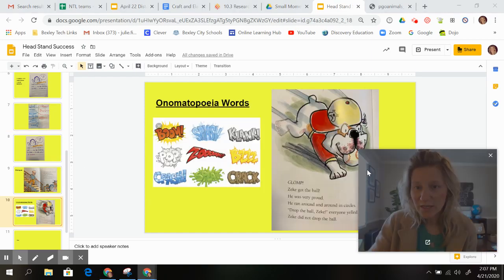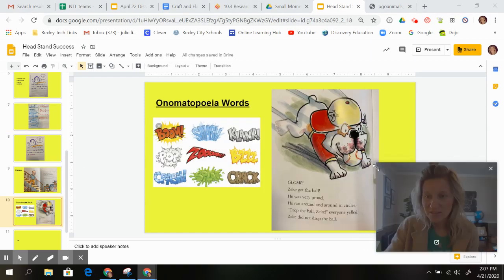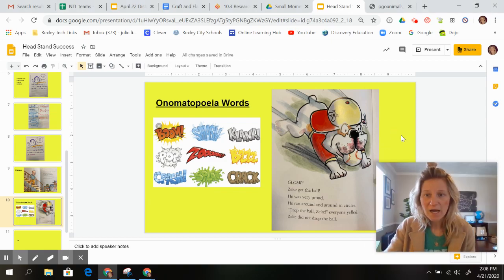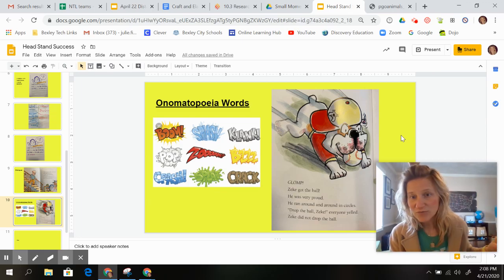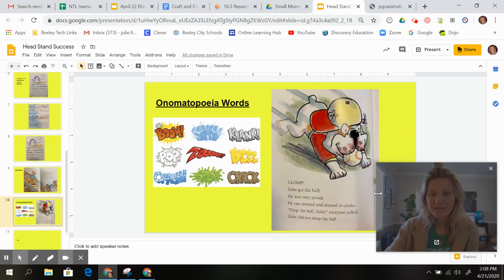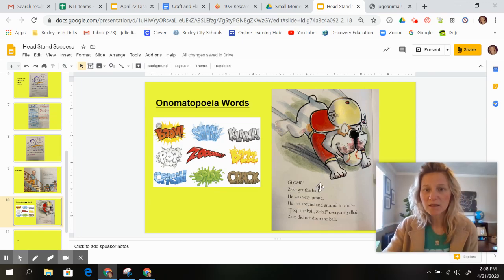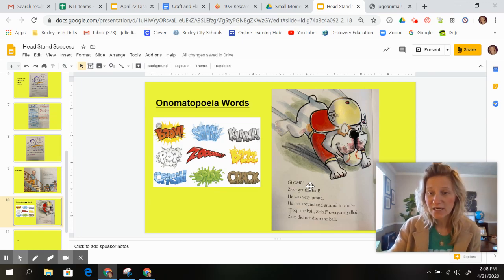I'm going to use one of the pages from the story that Mrs. Hood is reading to you. Mr. Putter and Tabby Drop the Ball. I've got it here at my house too. This is one of the pages, and there's Zeke, and he's running with the baseball. The first word on this page is glomp. Zeke got the ball. Glomp is a sound word. It's an onomatopoeia word. It helps the reader understand what you hear when you're in that moment.